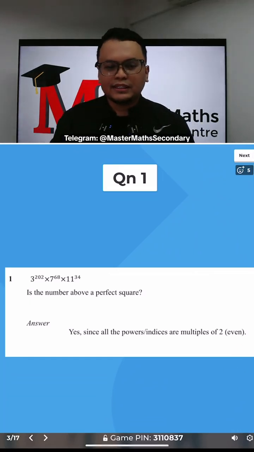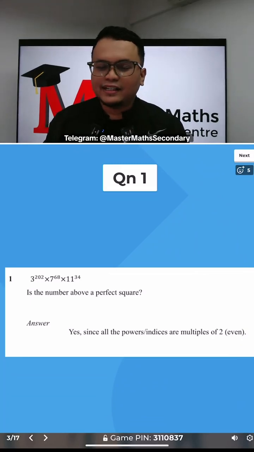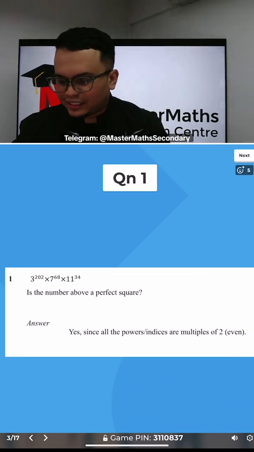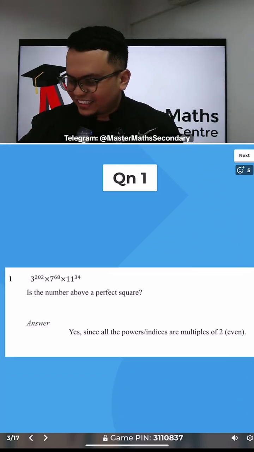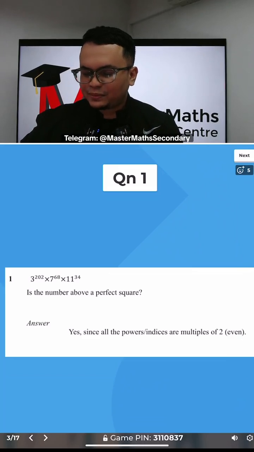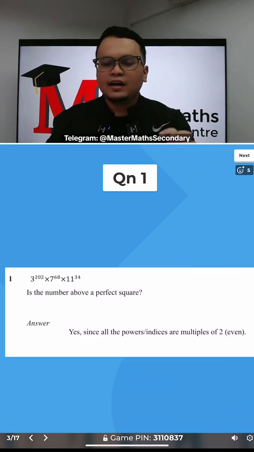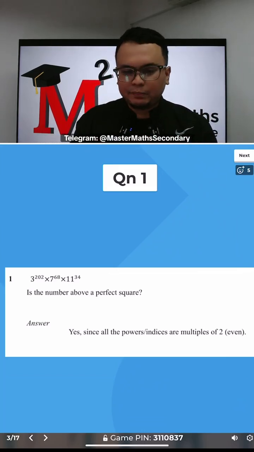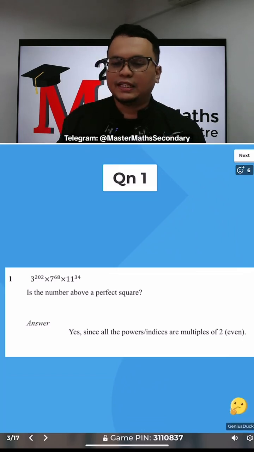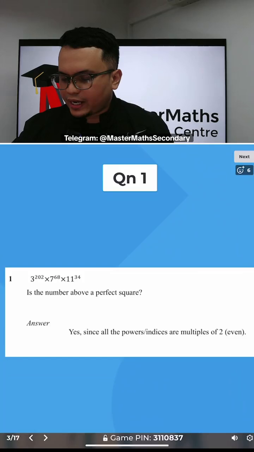I want to see whether you guys are able to understand the concept. That's why I didn't want you guys to use the calculator. Okay, let's look at the next one. Remember guys, for perfect squares, the powers of your prime factorization must all be multiples of 2. In other words, they must all be even numbers. Let's take a look at the next question.